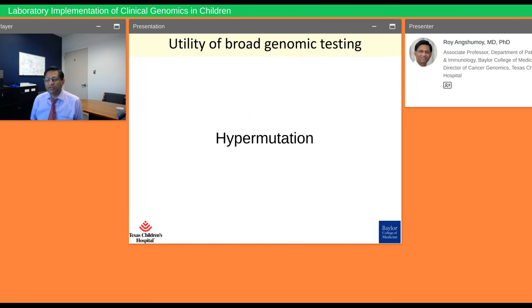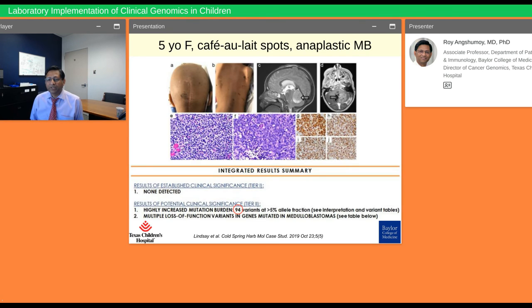So changing gears over here for the last few minutes, I'm going to focus on, again, an unexpected finding, but in this case, not of any particular mutation or any particular structural variation, but broadly of the mutation rate or mutation load in a tumor. So we refer to this as hypermutation. This is one patient from our archive who we published about a couple of years back.